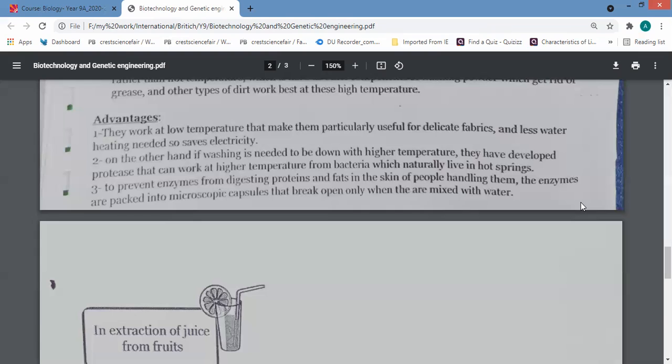To prevent enzymes from digesting proteins and fats in the skin of people handling them, the enzymes are packed into microscopic capsules to protect the skin of the people who use the detergents from being digested by the enzymes.